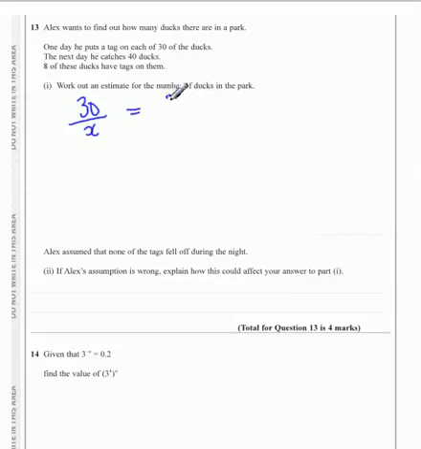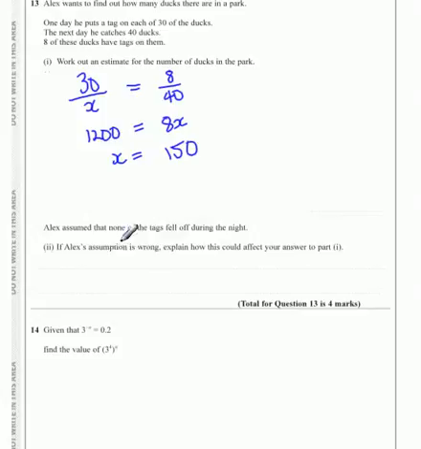So we're going to say that the tagged ones, 8 out of the 40 that he catches, is the same fraction or an equivalent fraction to what he had on the first day. Then what we need to do is solve this equation. To do that, we can times by 40, which is going to give us 1200, times by the x is going to give us 8x, and then we can divide by 8 to get our x value. So that gives us x equals 150.